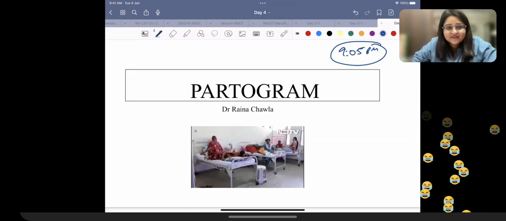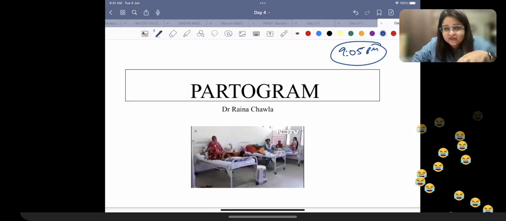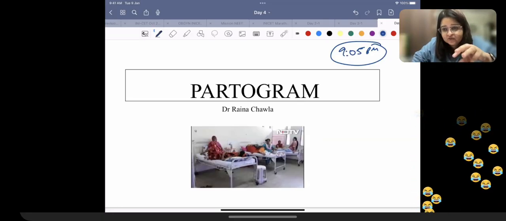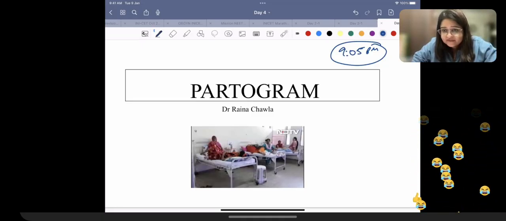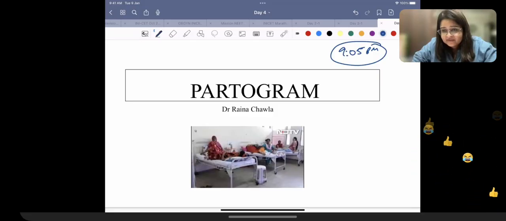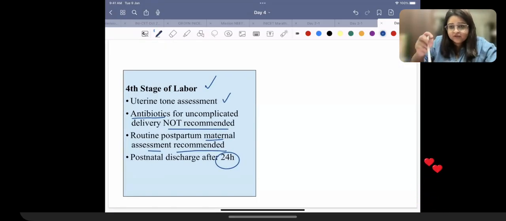ठीक है, ओके ओके. 9:05, because this is again a very intensive topic, partogram, because lot of changes in this also. I will try, Hassan, to finish by 11:30. Okay, I'll try my very best. Okay, previous slide ये लो. Not 9:15 बच्चे, 9:05 पे आ जाना. ठीक है?